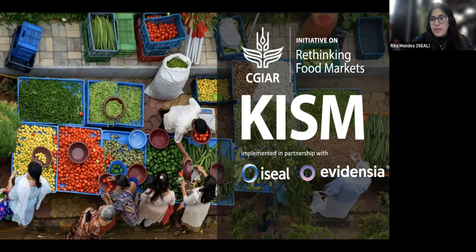So KISM is really a place to host that research, and is a gateway to help farmer organizations, food businesses, governments, and practitioners to make better informed choices or investments to have an impact on the sustainability of food value chains. So if you go to the next slide.